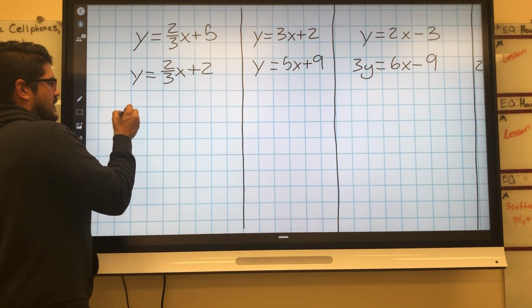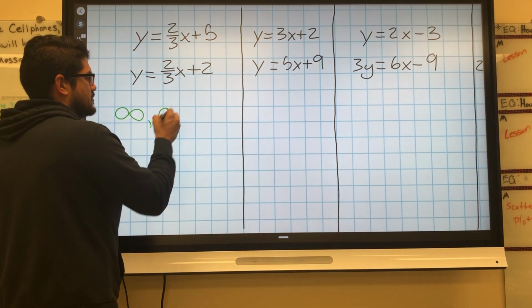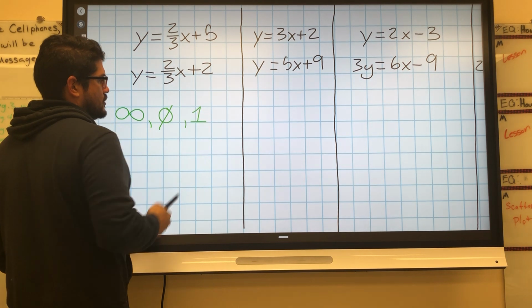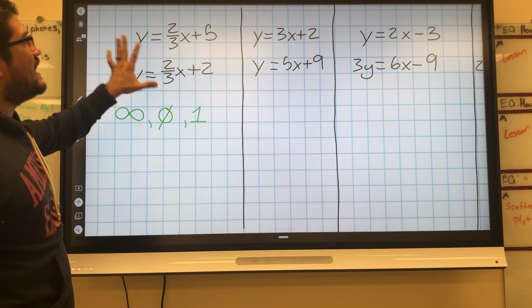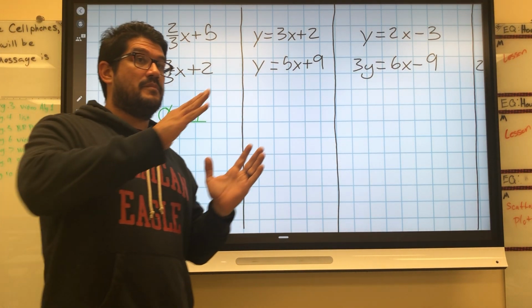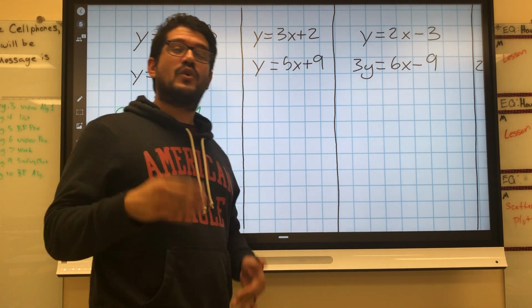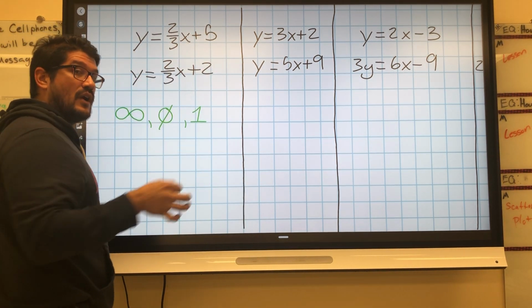Now here, our answers are 3 different things. It's going to be infinite solutions, 0 solutions, or 1 solution for these questions. So for this one, they have the same slope. Now on a graph, that means they're going the same speed up or down. Okay, but they're going the same speed. And here is where they start.